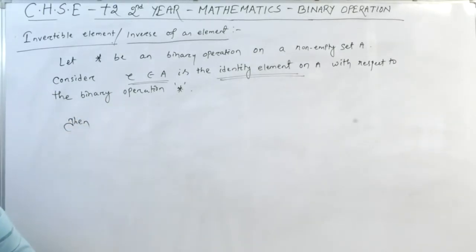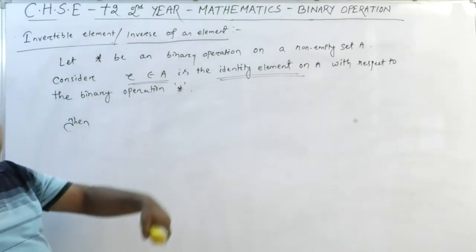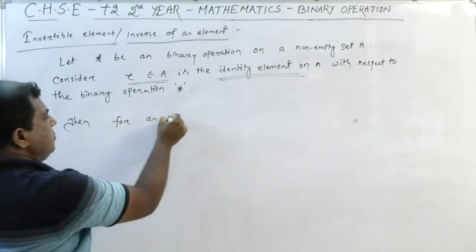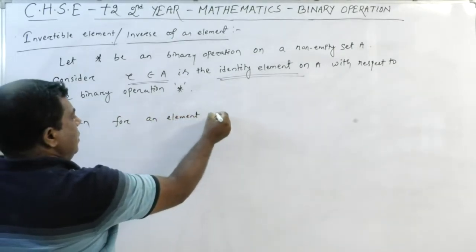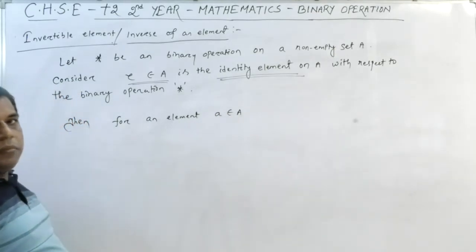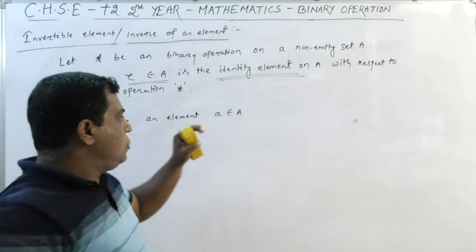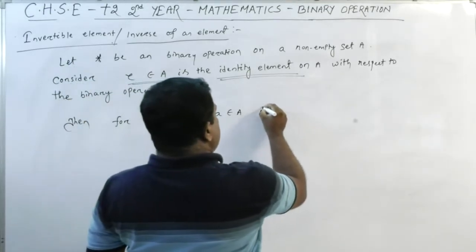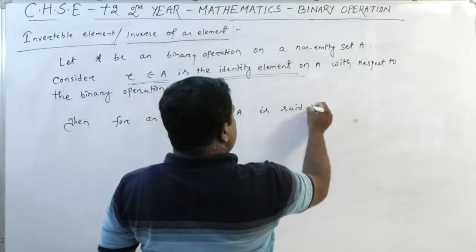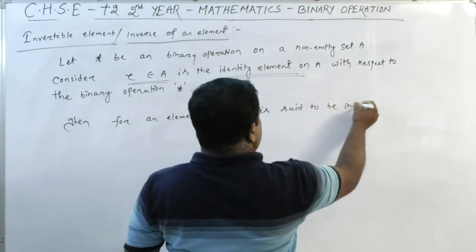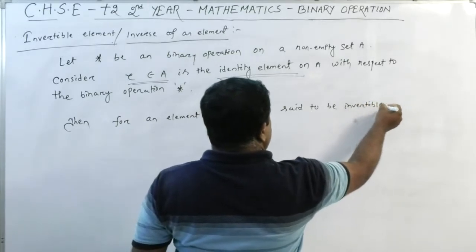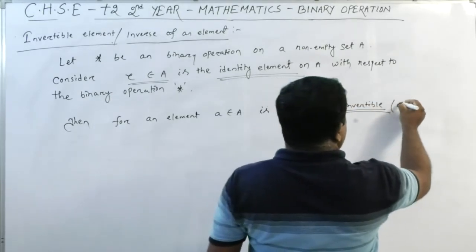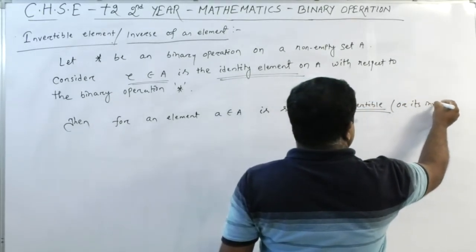Now we are going to write the definition of the invertible element. Then for an element a belongs to A, if there exists an element, a is said to be invertible. So what is the meaning of invertible? Or its inverse exists.